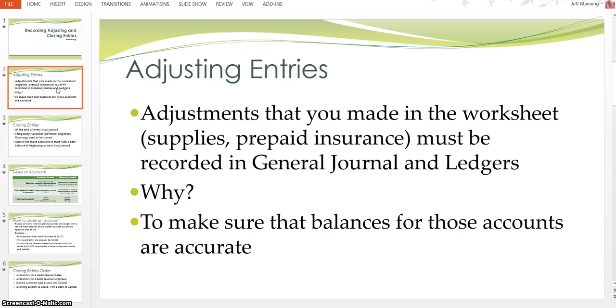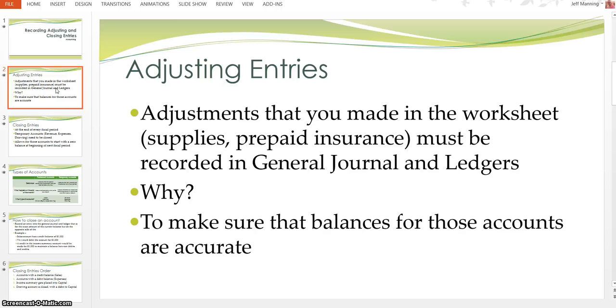So that works really good. However, you only record it in the worksheet. The problem is you haven't gone back and recorded it in your general journal or your ledgers. And since you haven't done that, your balance will actually be incorrect. So if you did not do this, you would start the next month with an incorrect balance, and it could get really bad. You'd get all messed up and have to backtrack, and you just wouldn't like that very much.